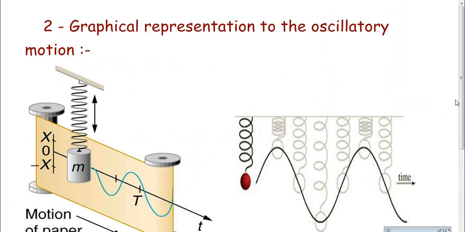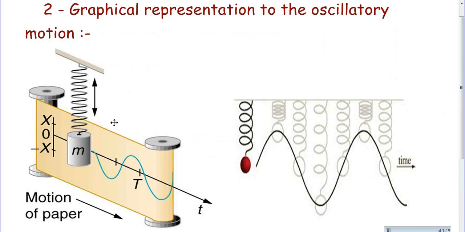Let's study how we can represent oscillatory motion graphically. If you bring a spring like this and a mass like this, and fix a pencil in this mass, and move the roll of paper like this, the pencil touches the paper and the spring moves upward and downward like this, we will find that this shape is formed.